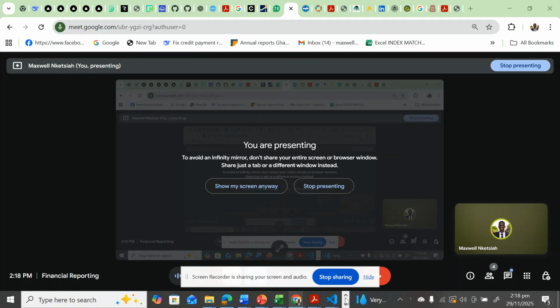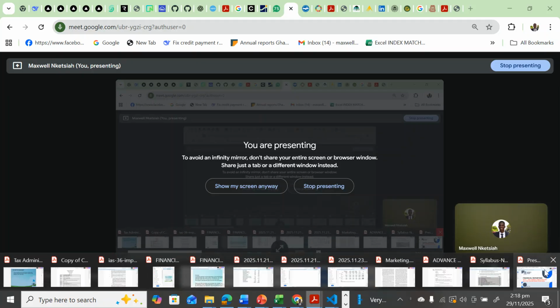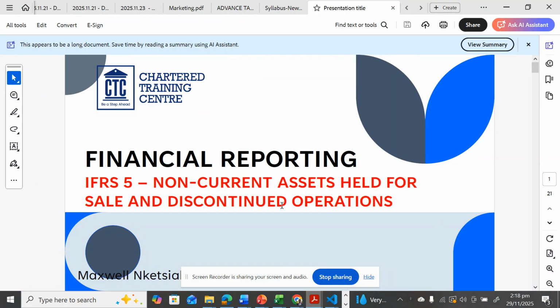So we are looking at IFRS 5, non-current assets held for sale and discontinued operation. Non-current assets held for discontinued operation.